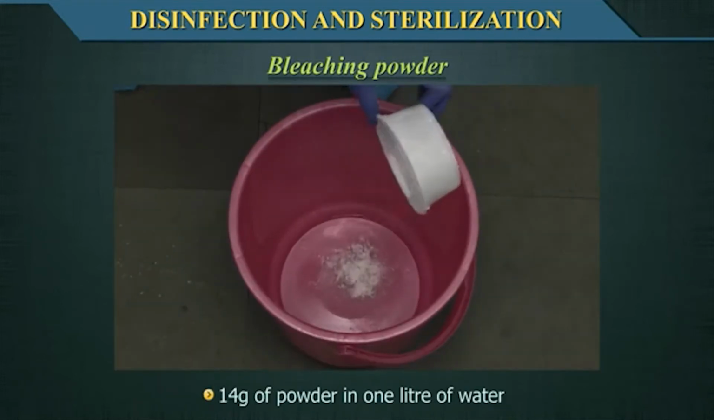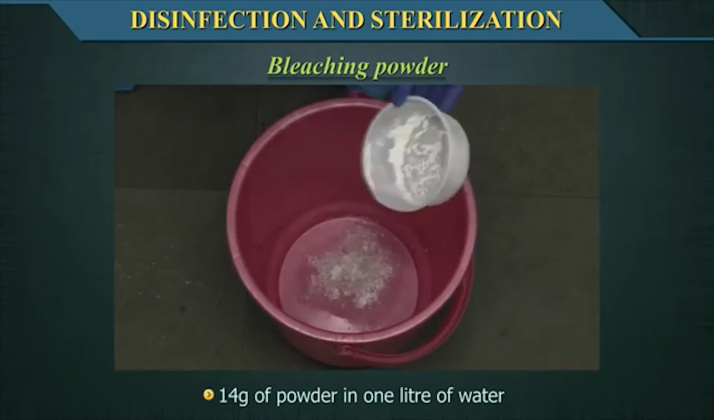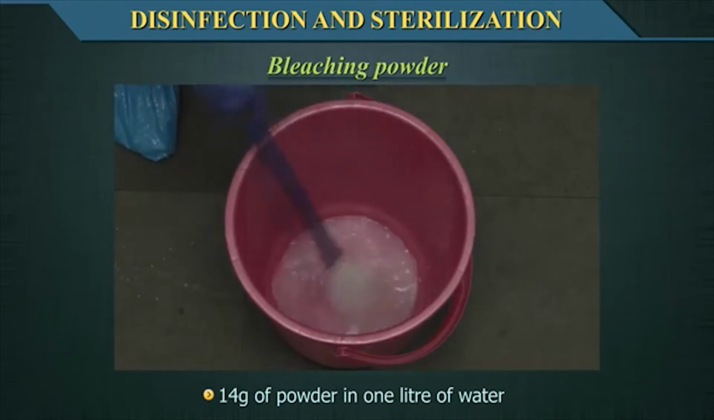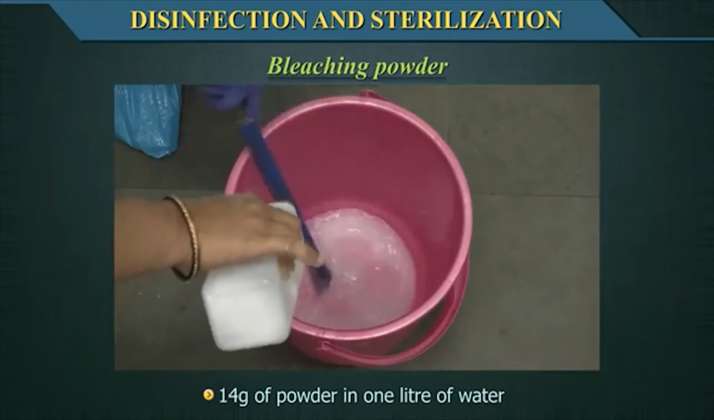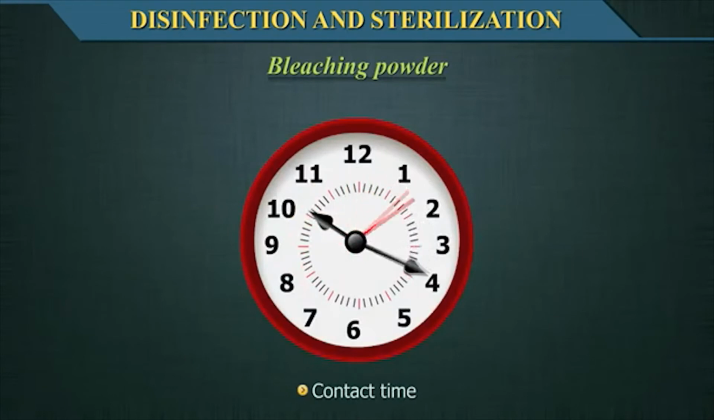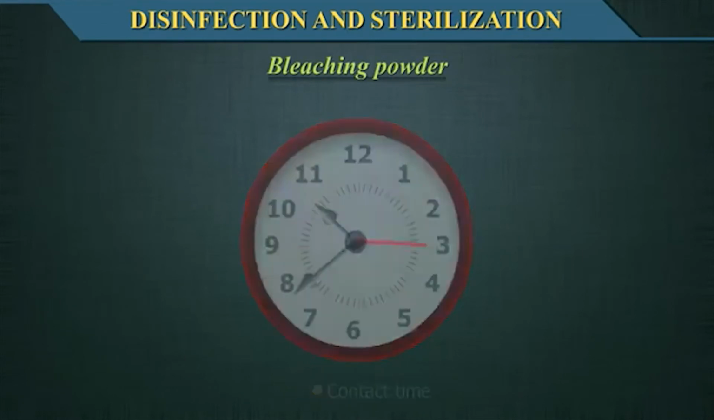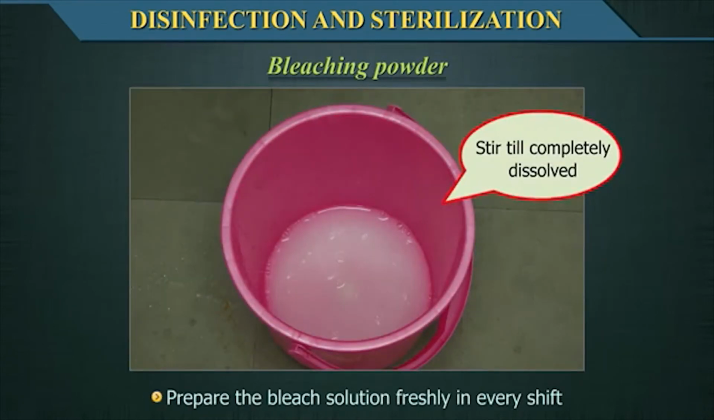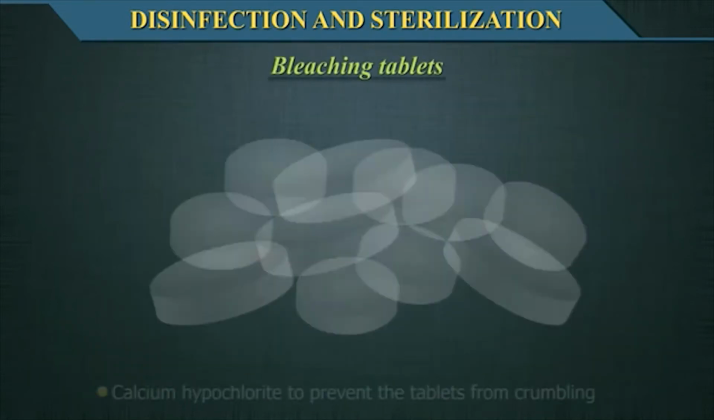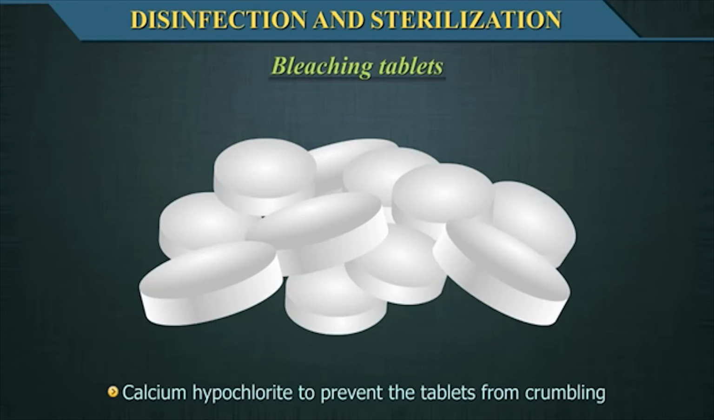It is prepared by mixing 14 grams of powder in 1 liter of water to ensure availability of 1% free chlorine. Contact time for disinfection is 30 minutes. Prepare the bleach solution freshly in every shift, that is 8 hours. Bleaching tablets contain calcium hypochlorite and other ingredients to prevent the tablets from crumbling.